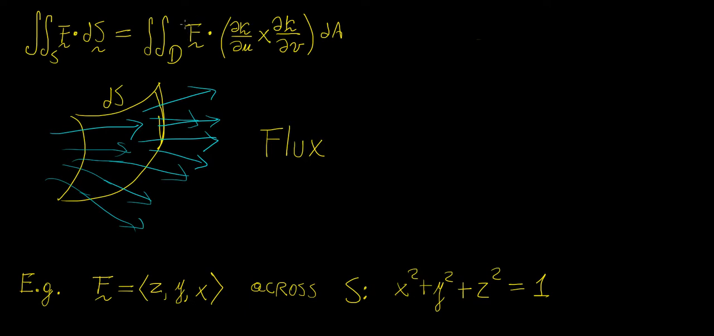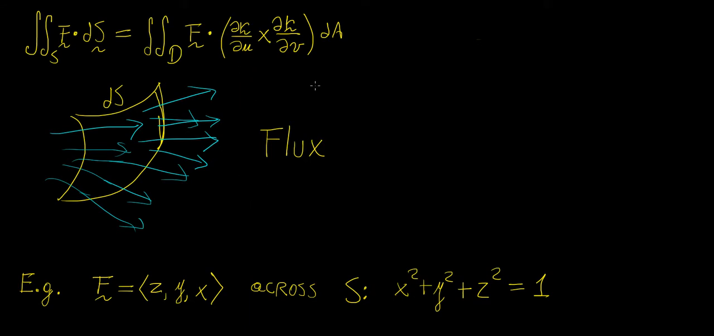We take the dot product with F, and that's going to give us the projection of that vector field onto the surface area, or essentially how much of that vector field is traveling through that particular element of area, and then we're just adding up all those contributions for the entire surface.